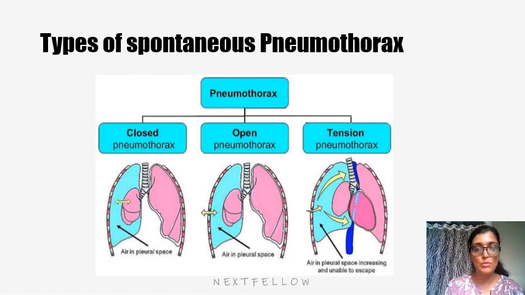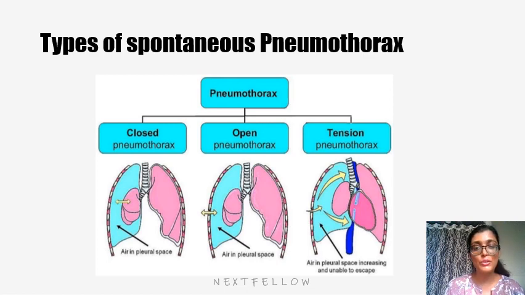Open pneumothorax means that air can go in and out, in both directions. So the pneumothorax air will also go out, and it will not usually compress the lung. It can, but it doesn't usually.